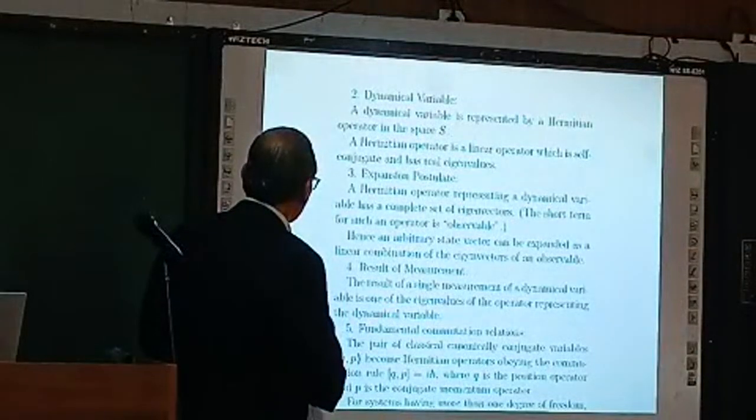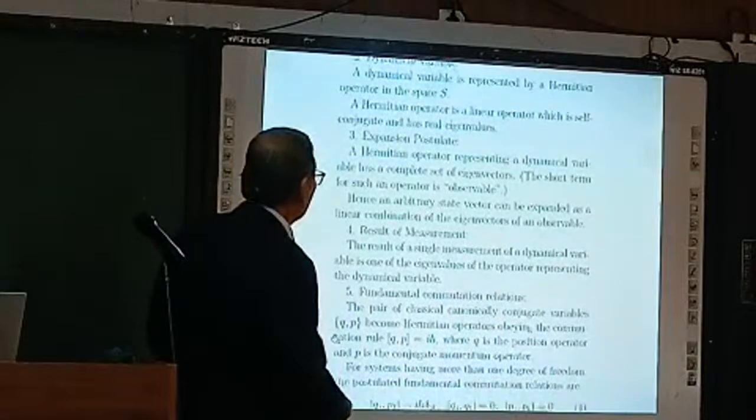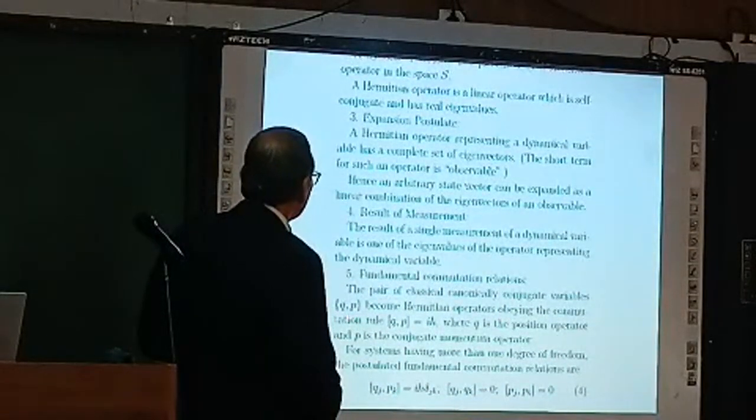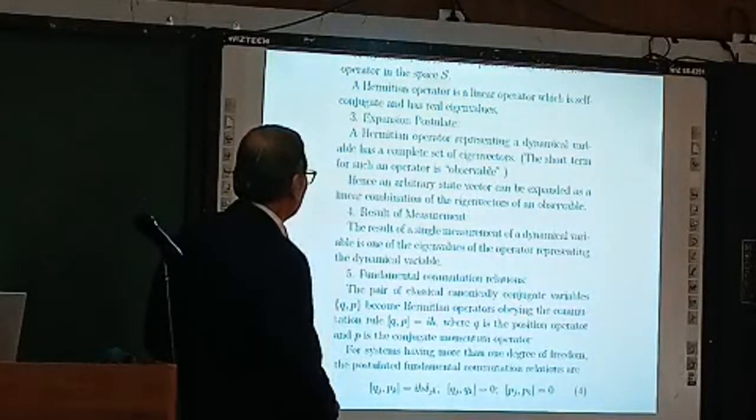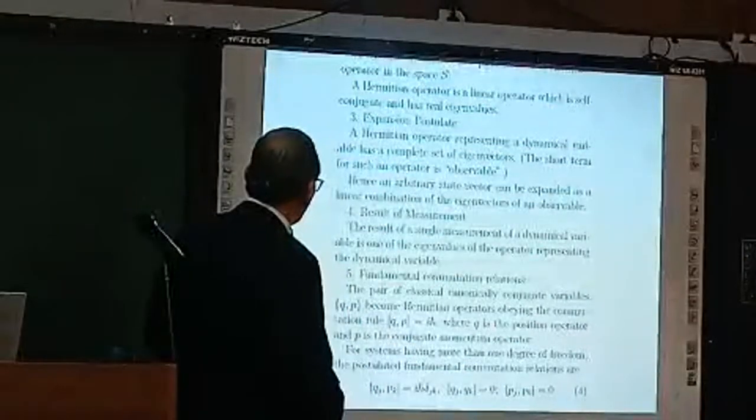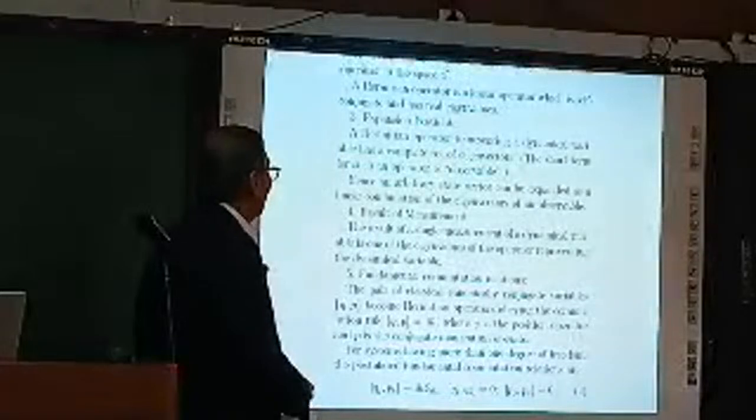And then comes the fundamental commutation relation. The pair of classical canonically conjugate variables Q and P become Hermitian operators obeying the commutation relation [Q,P] = iħ, where Q is the position operator and P is the momentum operator. This fundamental commutation relation is generally put as one of the fundamental postulates while formulating quantum mechanics. That is why we are giving it here.